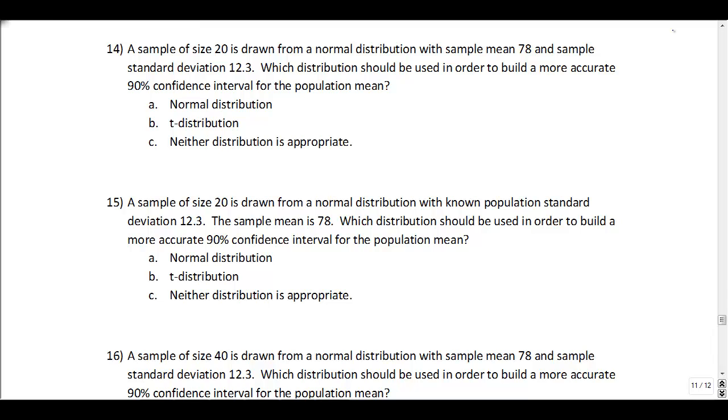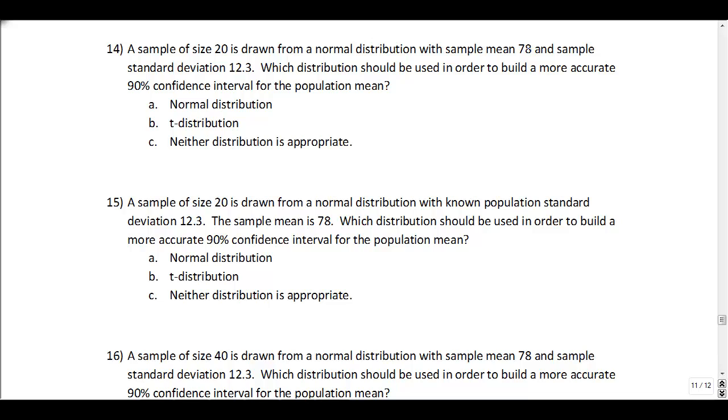Okay, so this one says a sample size 20 is drawn from a normal distribution. So when I draw from a normal distribution, I don't care about this sample size. So it's a small sample, which we're going to define as less than 30. But because I'm drawing from a normal distribution, the central limit theorem works, and everything's going to be okay. It's going to be either a z or a t.